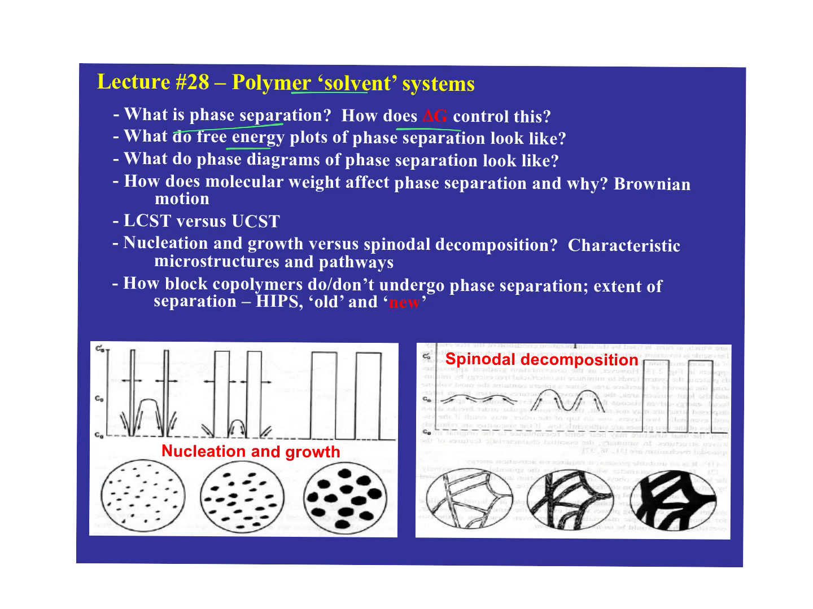What do free energy plots of phase separation look like? What do the phase diagrams for phase separation look like? How does molecular weight affect the phase separation process? And of course also the effects of Brownian motion. Make sure you understand what Brownian motion is. We all understand what Brownian motion is, yes?